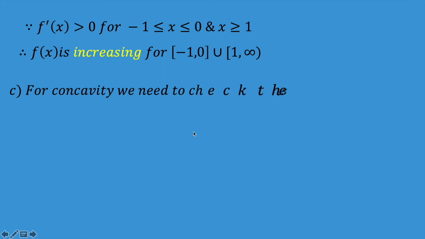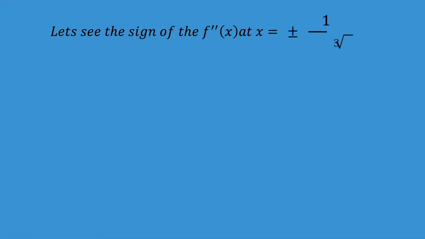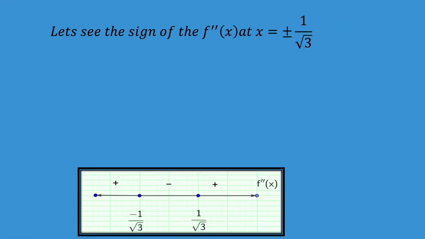For concavity, we need to check the sign of the double derivative, or the gradient of the gradient function. So we equate that to 0 to find the endpoints. Therefore we have x is equal to plus or minus 1 by root 3. So we'll check with the help of a sign diagram. Let's see the sign of the double derivative at x is equal to plus or minus 1 by root 3.